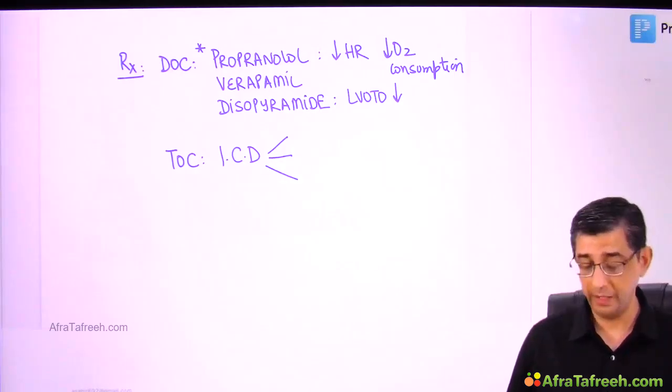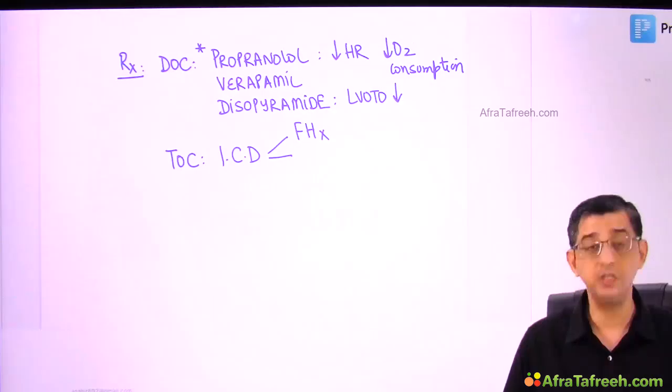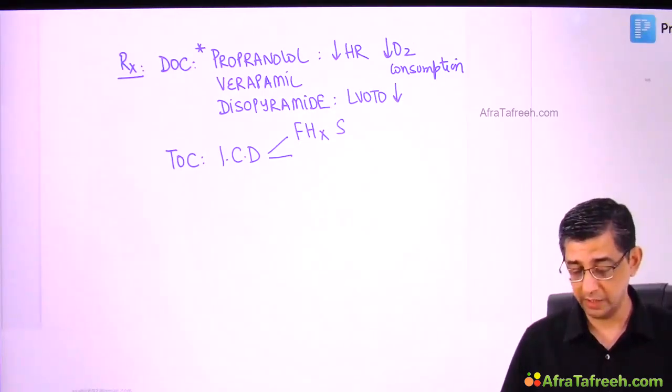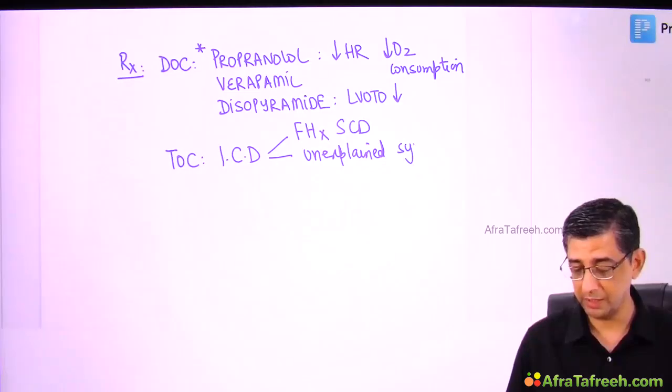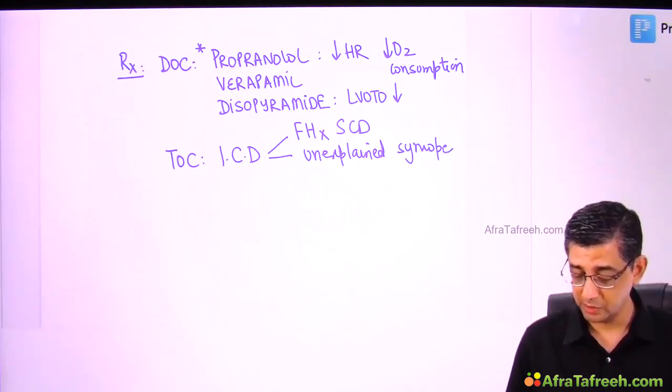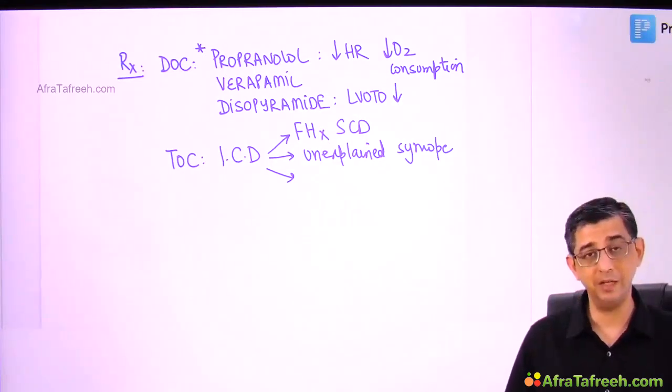One of the important indications when an implantable cardioverter defibrillator should always be deployed is if there's a definitive positive family history of sudden cardiac death, or there is a history of unexplained syncope in the same patient. Like he became unconscious last time, luckily he regained consciousness, but this good luck of the patient may not persist in the next event when he has a tachyarrhythmia.